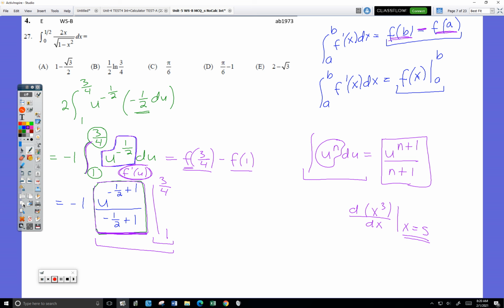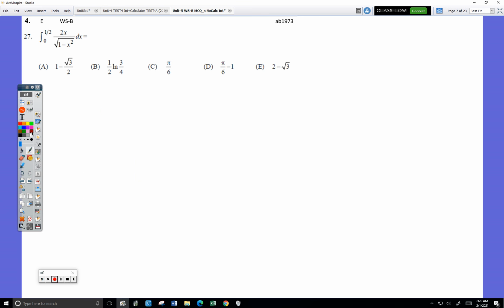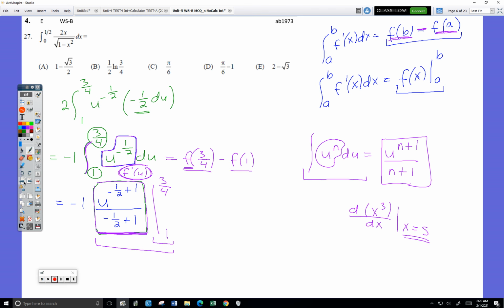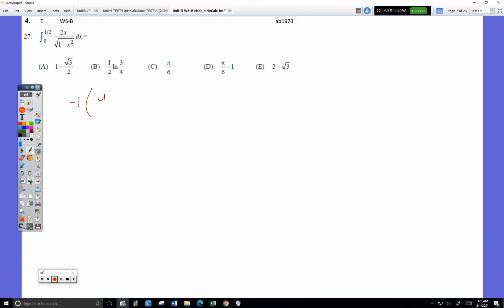Clear this one off. Here we are. We've got no more integral sign now. We just have u. Let's see, what was that? It was -1 times. Yep. So we have -1 multiplied by u raised to the, this will become u to the positive 1/2 divided by 1/2. We're supposed to find it from 1 to 3/4.